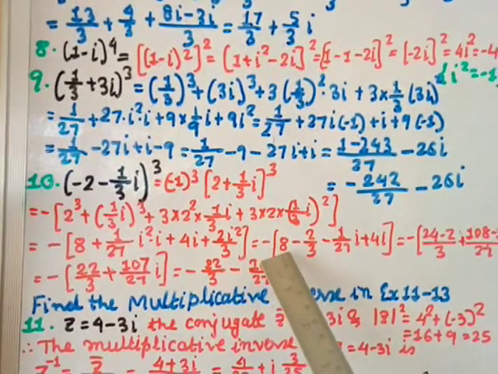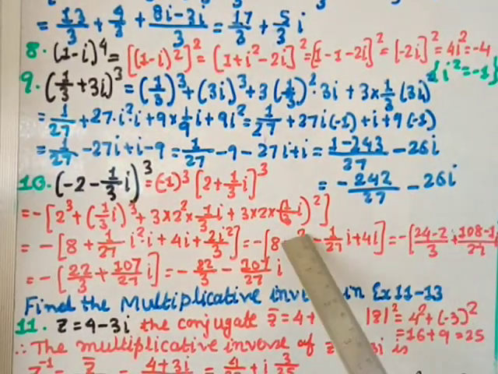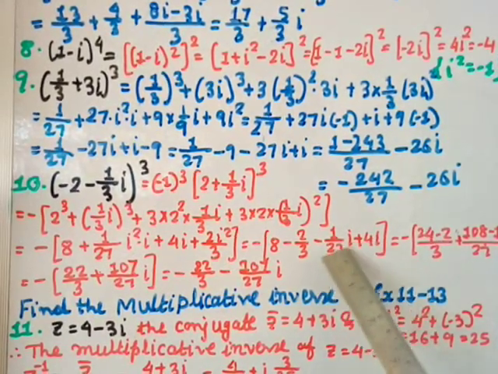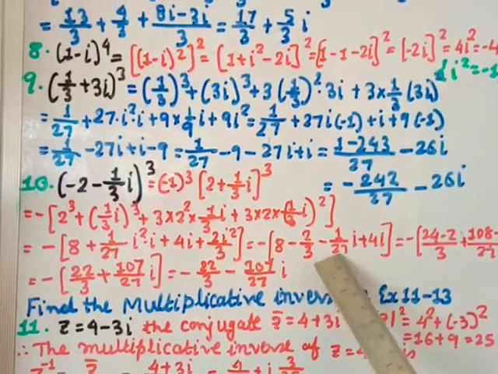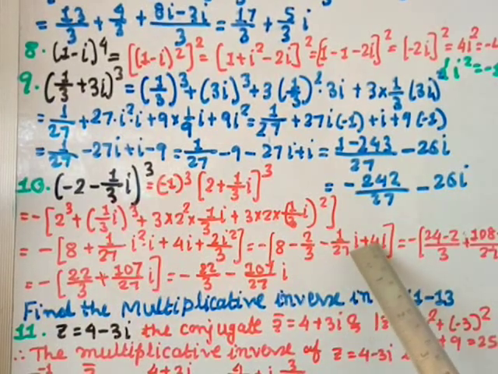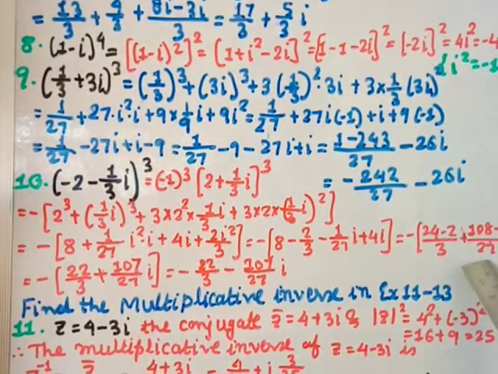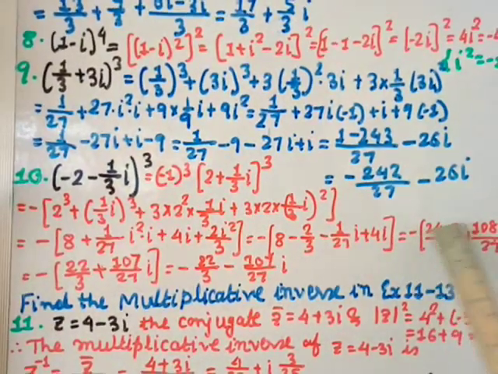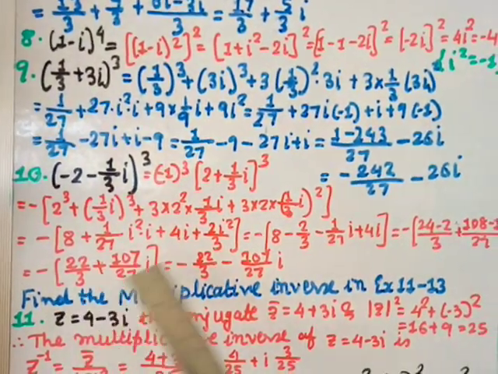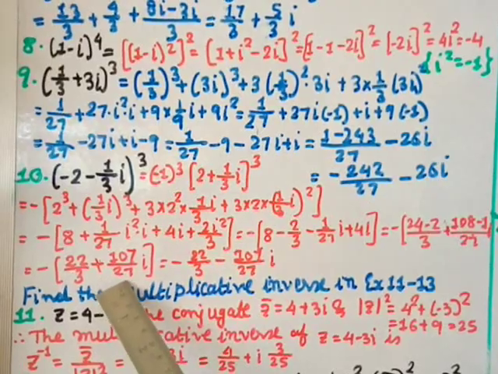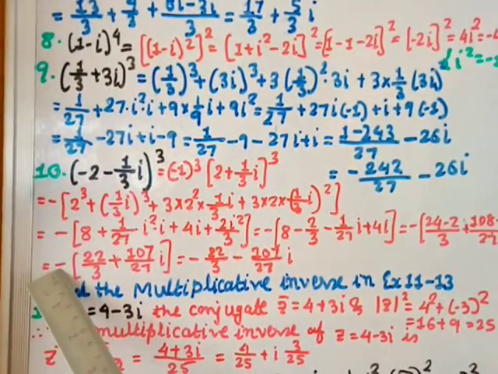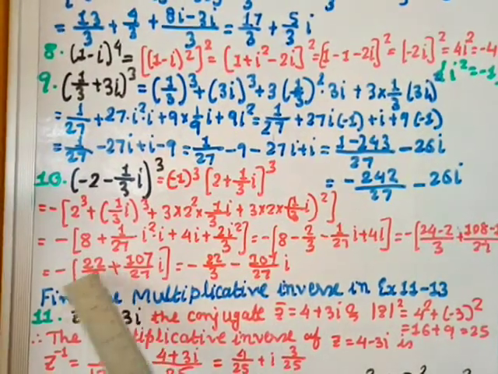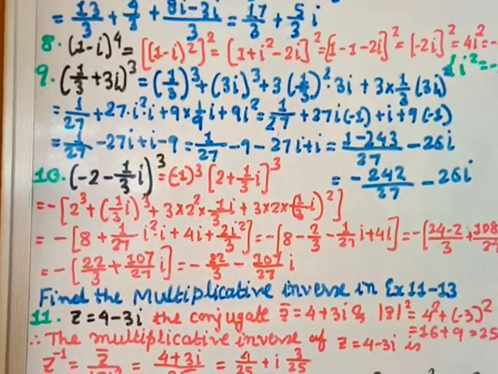Now here take LCM, so 8 into 3 is 24 minus 2 by 3, plus from here I am taking LCM, so I am multiplying here 24 into 27 into 4, which gives you 108 minus 1 divided by 27 into I. Okay, so here minus is as it is, this difference is 22 by 3 plus this difference is 107 by 27 into I. Open the bracket and multiply by this negative. So you get here minus 22 by 3 and plus into minus 107 by 27 I.